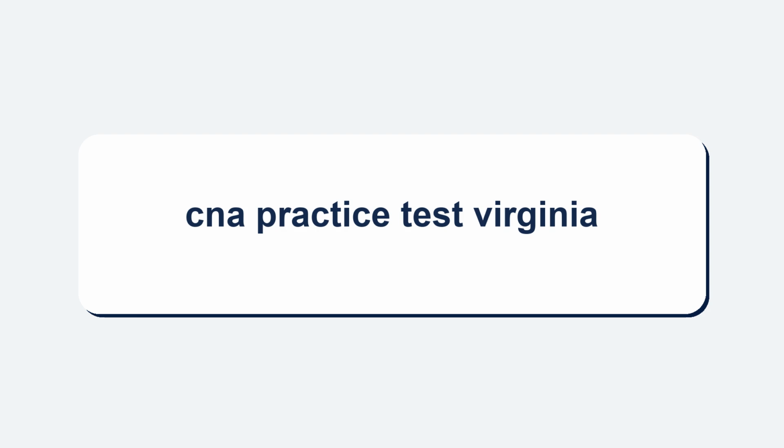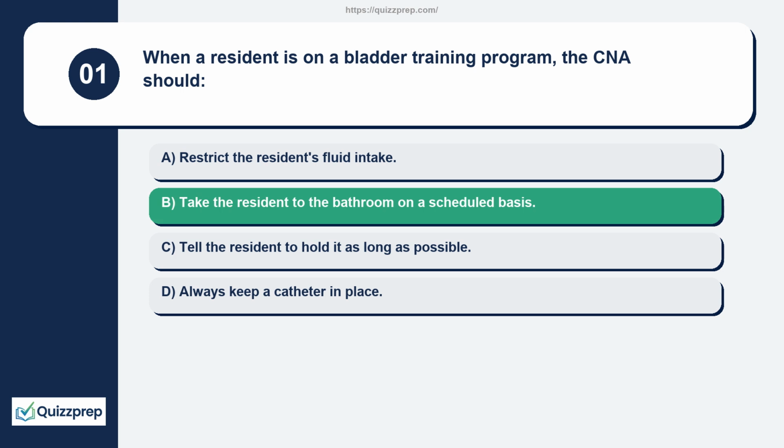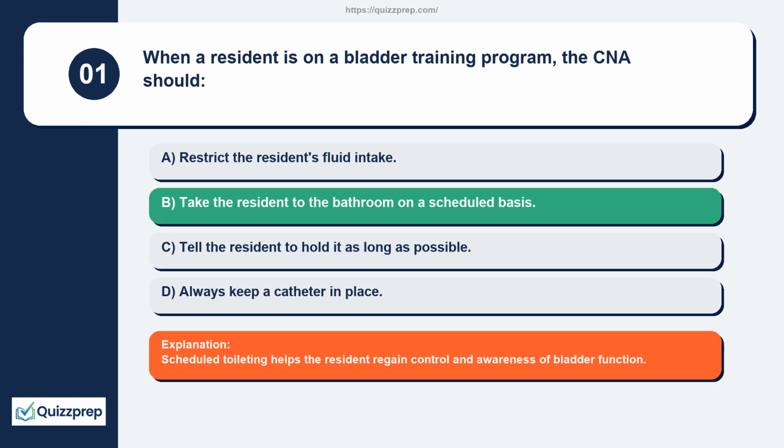CNA Practice Test Virginia. Question 1. When a resident is on a bladder training program, the CNA should restrict the resident's fluid intake, take the resident to the bathroom on a scheduled basis, tell the resident to hold it as long as possible, always keep a catheter in place. Scheduled toileting helps the resident regain control and awareness of bladder function.